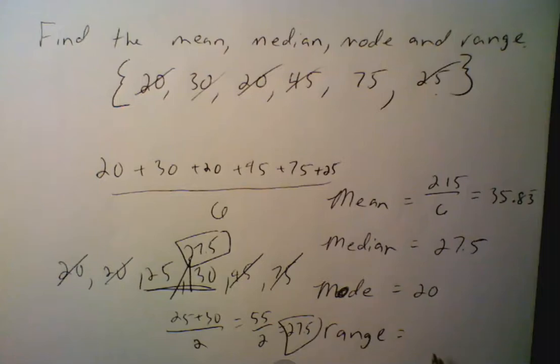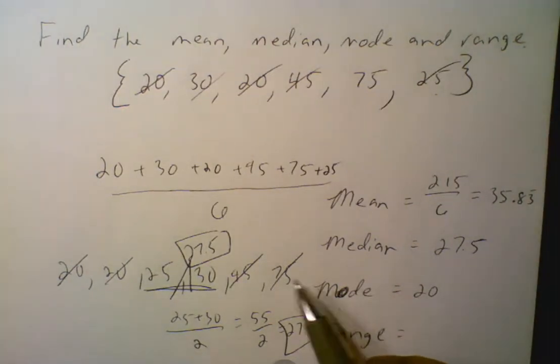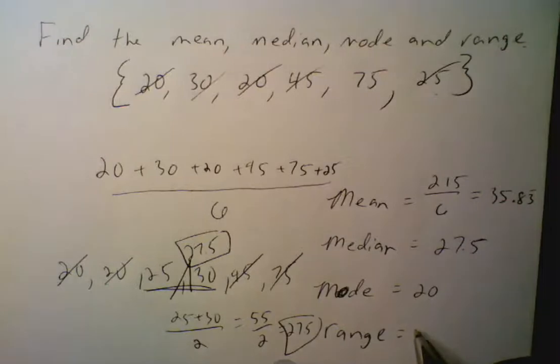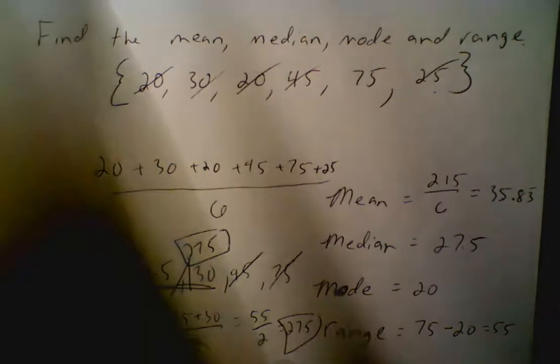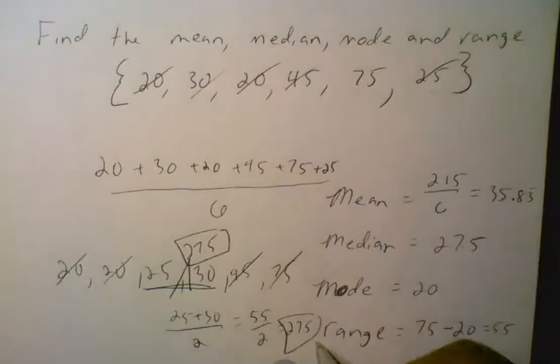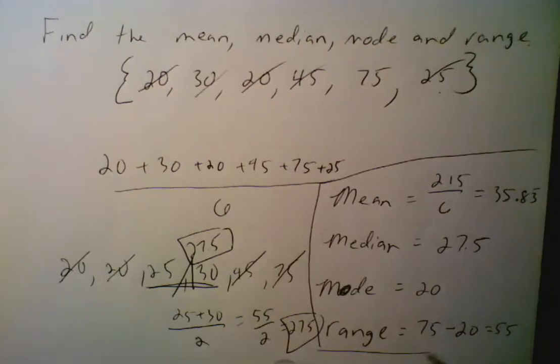And the last thing is my range. All right, so my range is largest, take away smallest. So my range is going to be 75, which is my largest, minus 20, which is my smallest. So 75 take away 20 should be 55. Make sure with the calculator though. It is. So that's my mean, median, mode, and range.